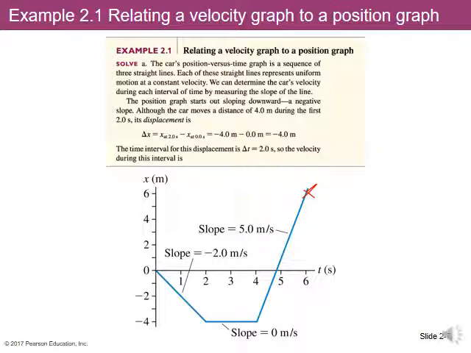But what if we wanted to find the displacement over some smaller intervals? Let's say that we wanted to find the displacement from 0 to 2 seconds. Well, then our final point would be minus 4, and our initial point would be 0.